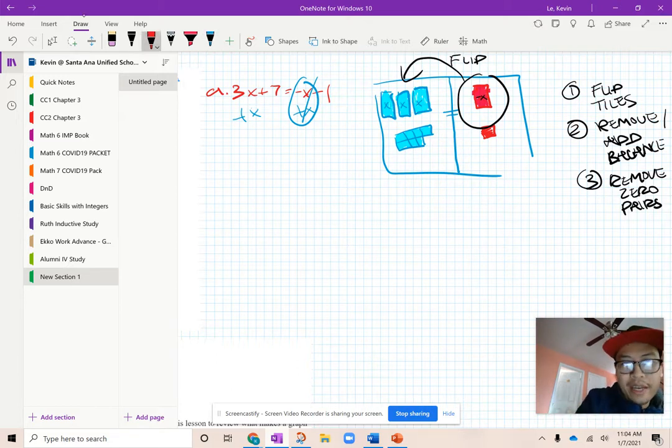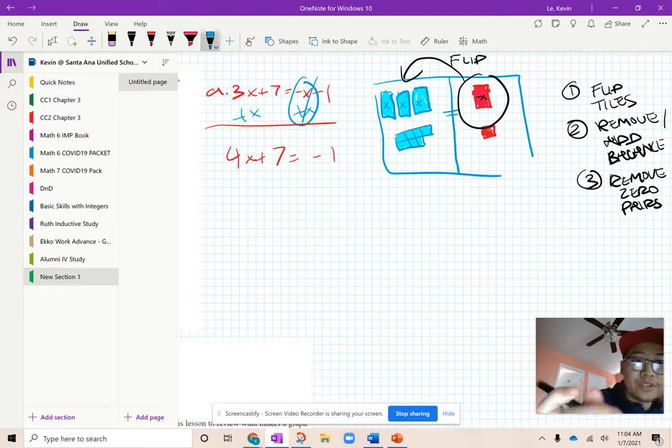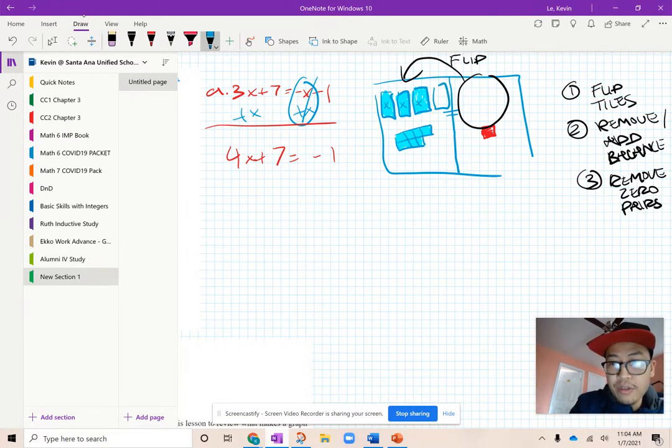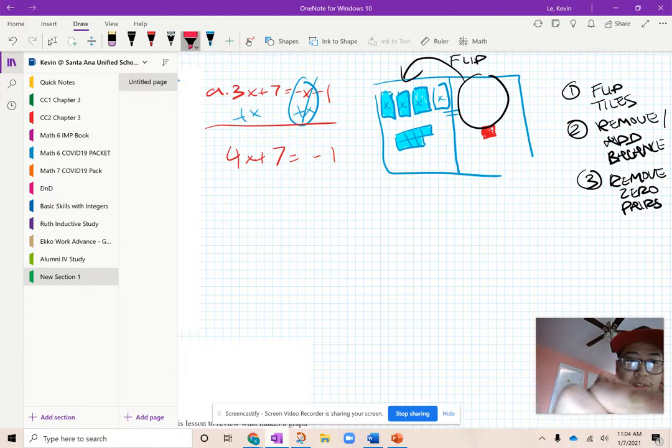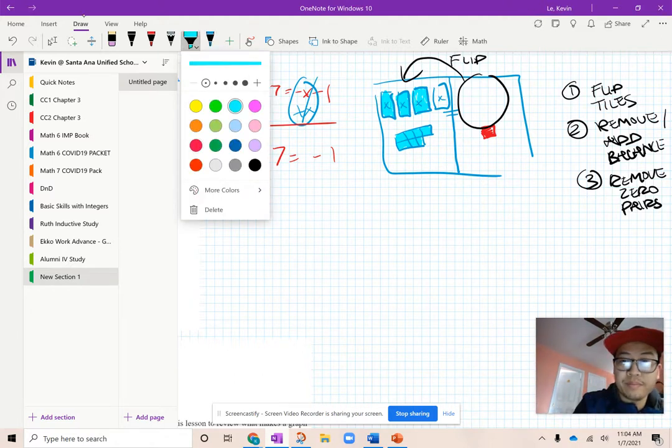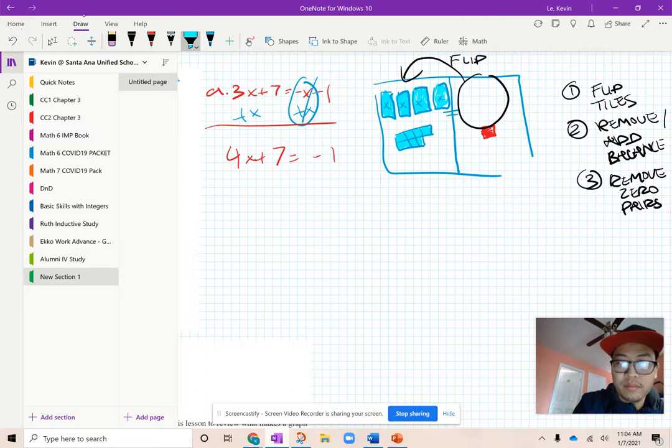So the total, if I had to add this all together, is now I'm going to have 4x plus 7 equals -1. So now I can erase this x, it's gone now. And now that it's flipped, now I have a new positive x. Okay? Now let me ask you, are my x's by themselves yet? No, I still have the 7 over here that I need to change, right?